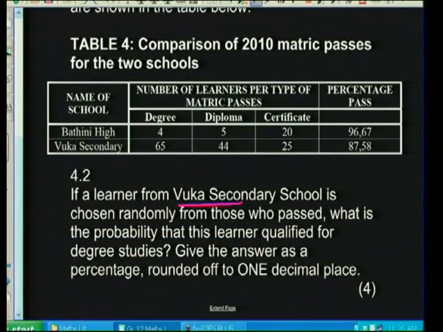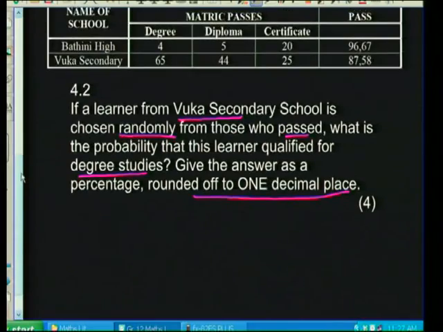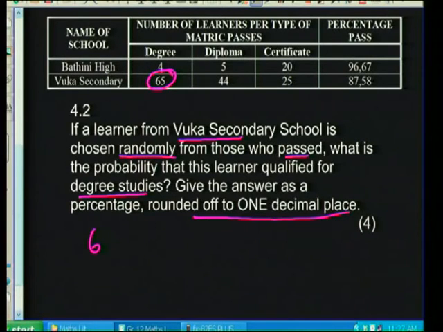If a learner from Vuka Secondary School is chosen randomly, what do I know randomly? Probability. From those who passed, what is the probability that this learner qualified for degree studies? And give your answer as a percentage rounded off to 1 decimal place. So I want my favorable outcome. So this is qualified for degree purposes. So I'm looking at degree purposes is 65. Divided by, what is my total? And I'm looking for, of the learners who passed.